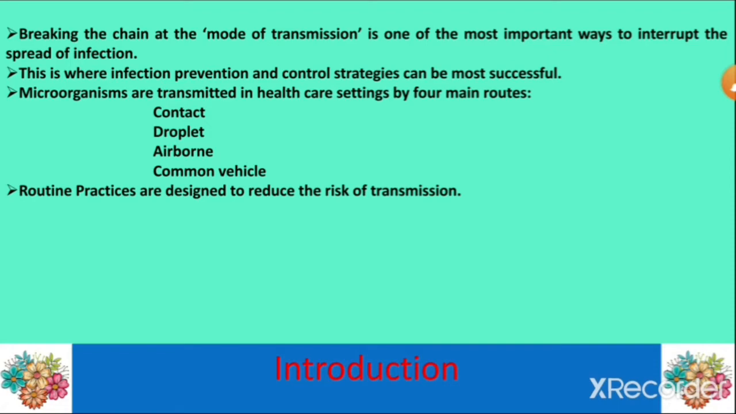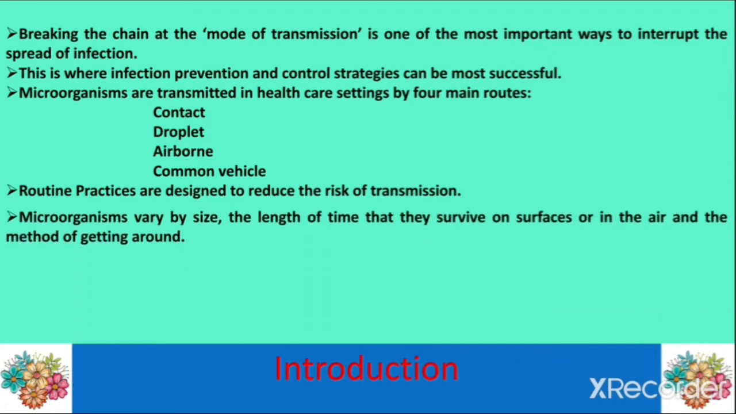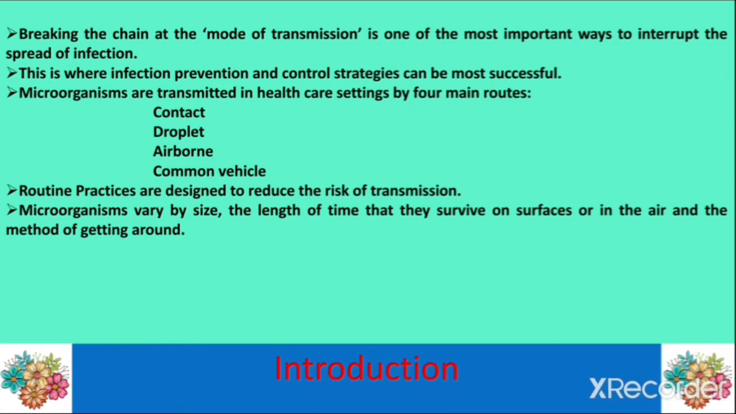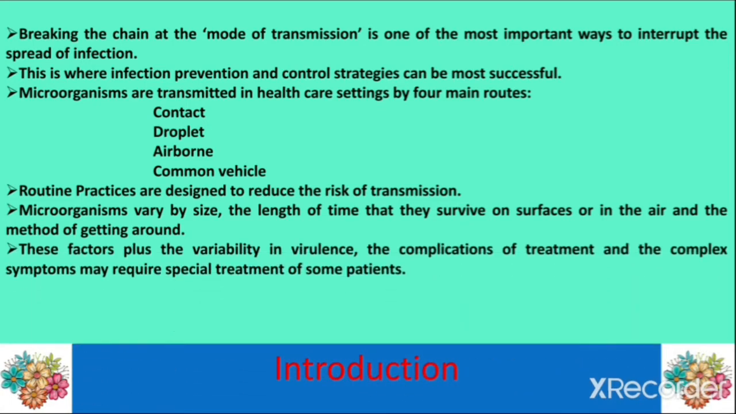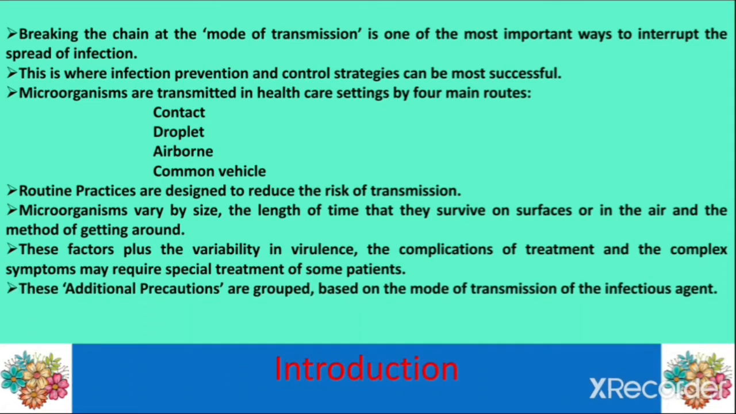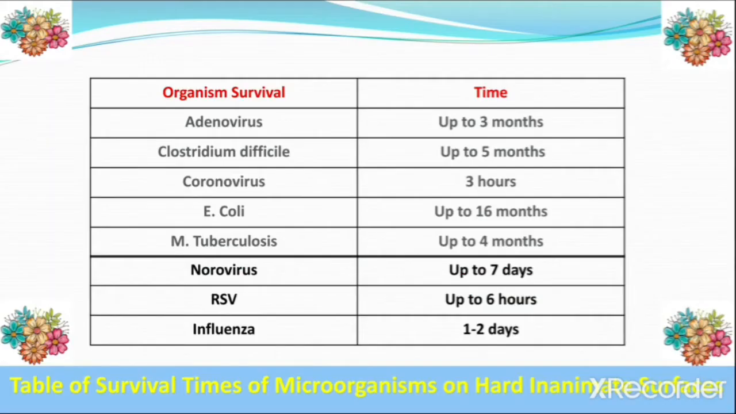Routine practices are designed to reduce the risk of transmission. Microorganisms vary by size, the length of time that they survive on surfaces or in the air, and the method of getting around. These factors, plus the variability in virulence, the complications of treatment, and the complex symptoms, may require special treatment of some patients. These additional precautions are grouped based on the mode of transmission of the infectious agent.